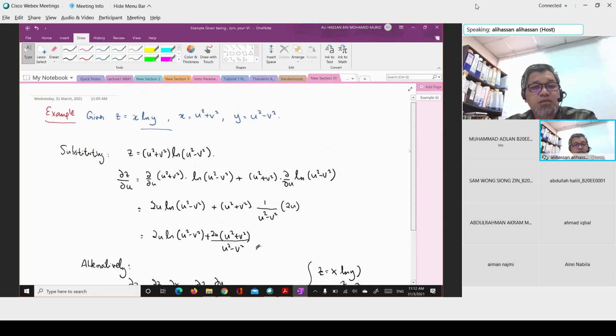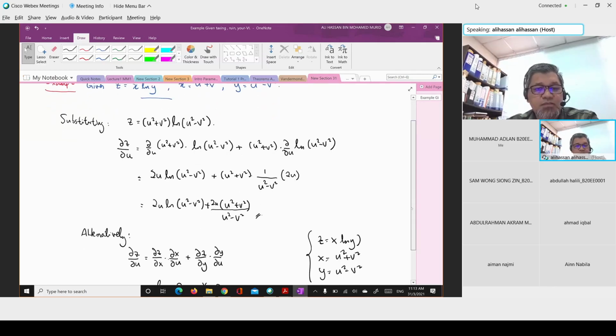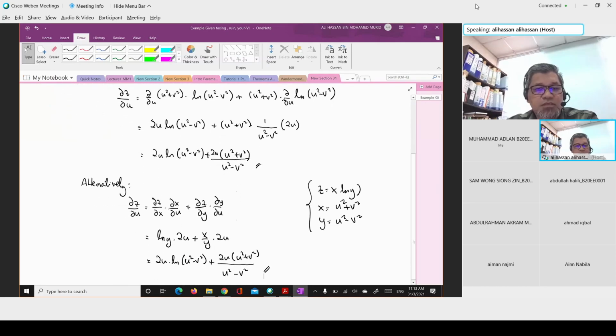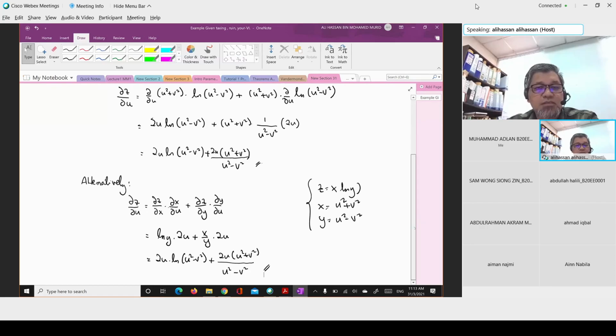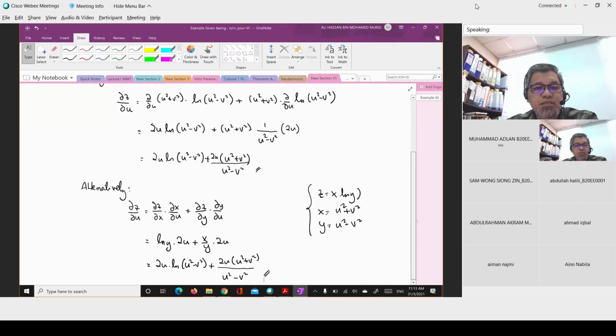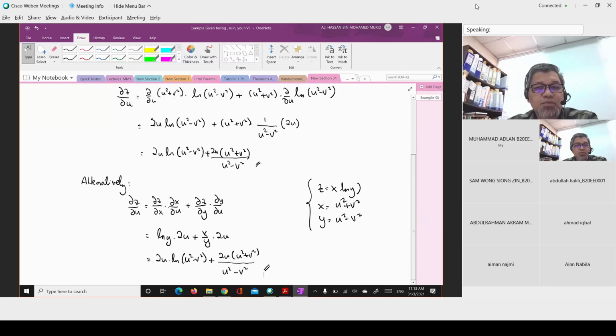In the first approach, we do the replacement of x and y in terms of u and v, so we have z totally in terms of u and v. Then we differentiate z with respect to u, using the product rule and the chain rule as well. Another method is to use the chain rule given in this form. So which method is easier? The second method is easier. It's obvious.